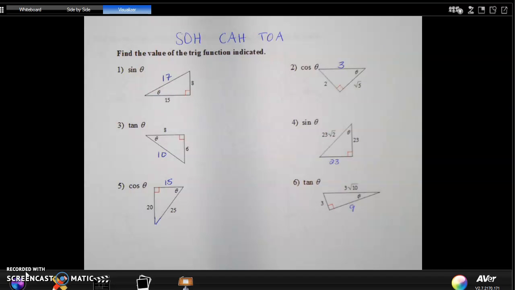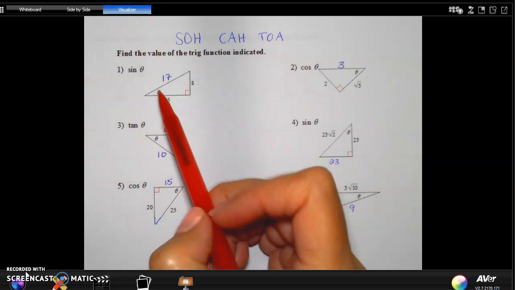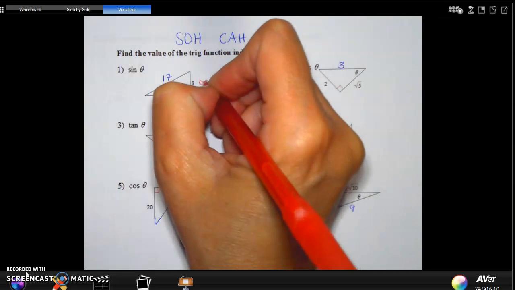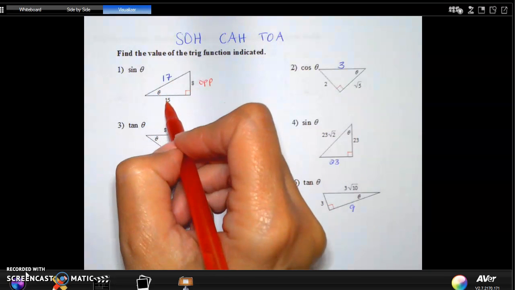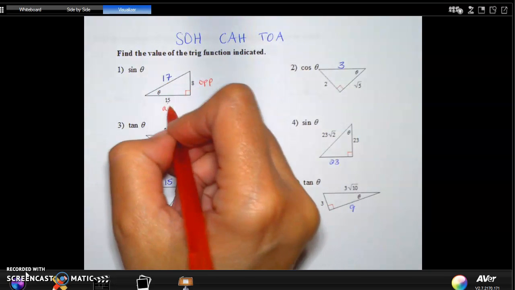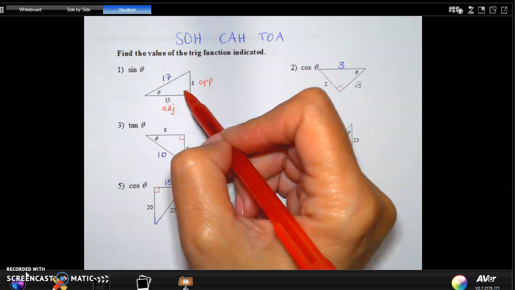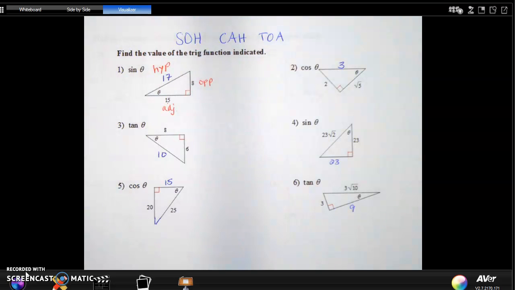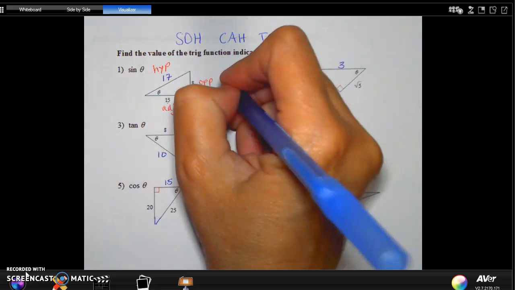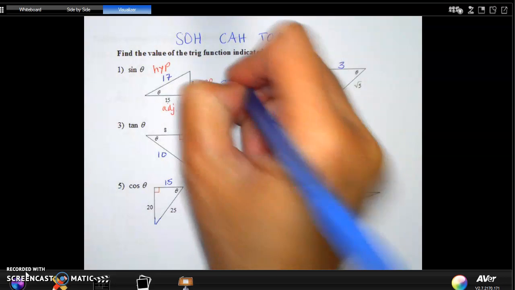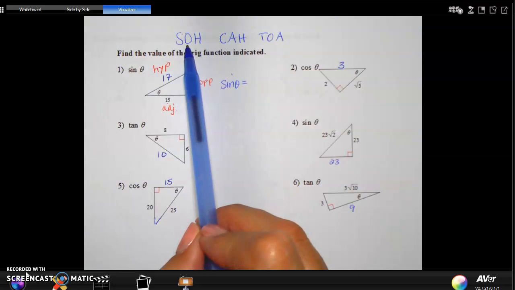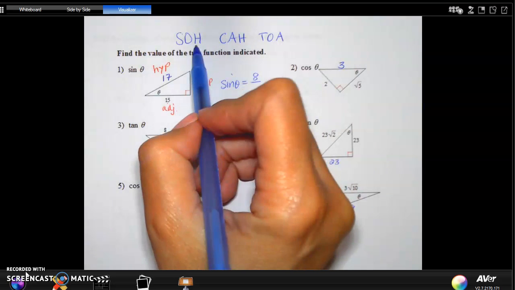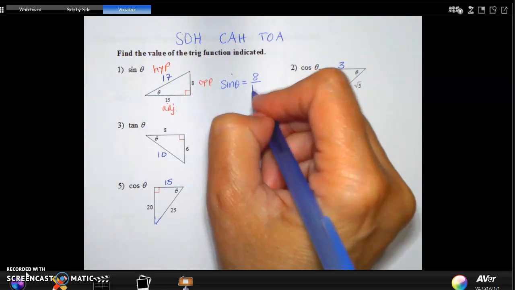So here's our angle down here in the lower left. If we walk away from the angle, this first side that we hit is going to be the opposite side. This side down here that sits next to the angle is the adjacent side. And then the side across from the 90-degree angle is always going to be your hypotenuse. So for this first problem, when we're looking for the sine of theta, we're going to do the opposite side, which is 8, over the hypotenuse, which is 17.